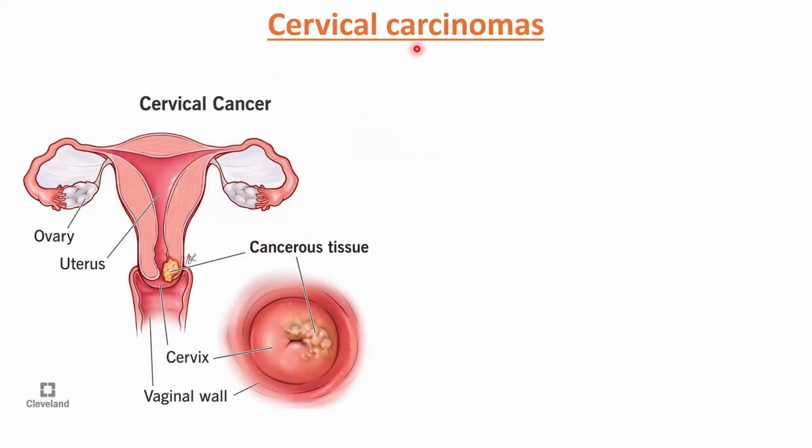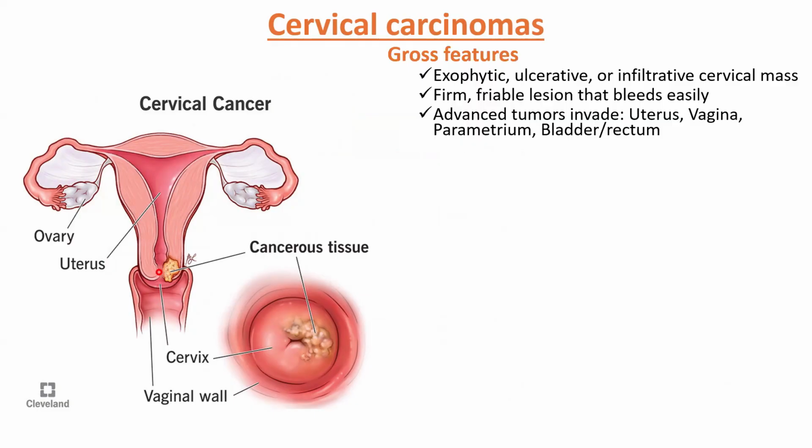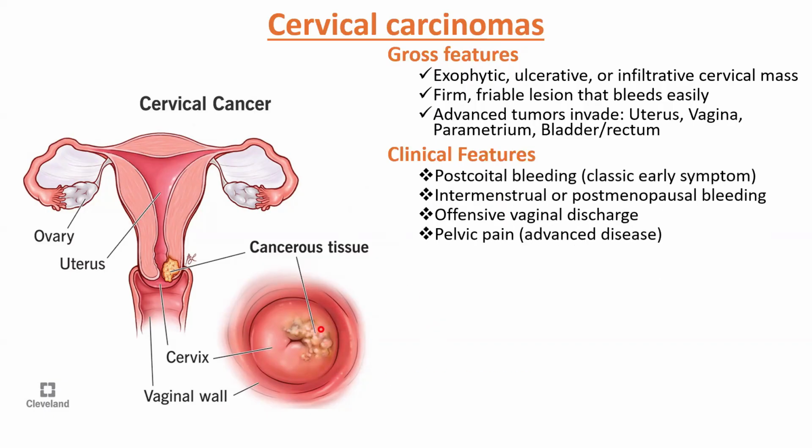So what are cervical cancers or cervical carcinomas? They are actually cancers that affect the cervix, so cancerous tissues of the cervix. What are the features of these cervical carcinomas? Once you see this tissue being firm, sometimes friable, it bleeds after sexual intercourse. It will be exophytic in nature and sometimes ulcerative.